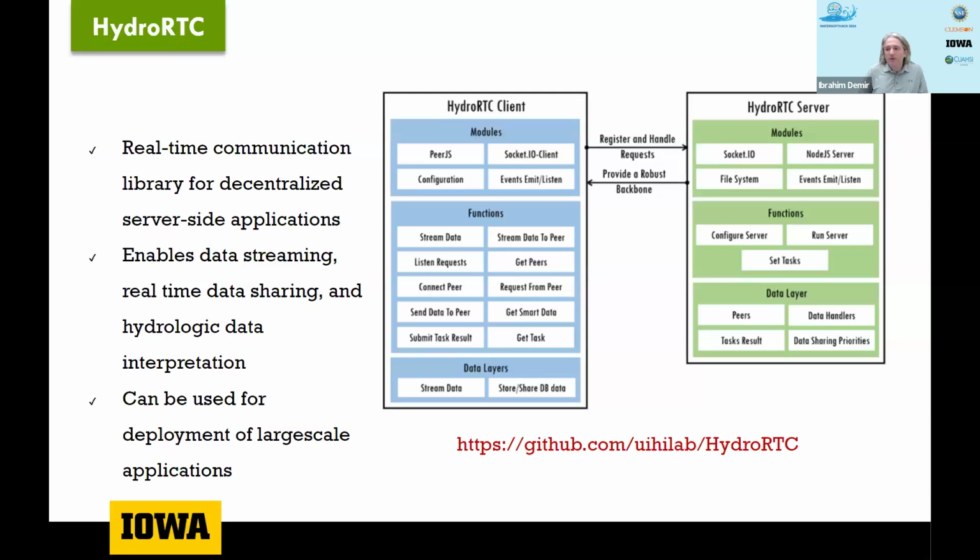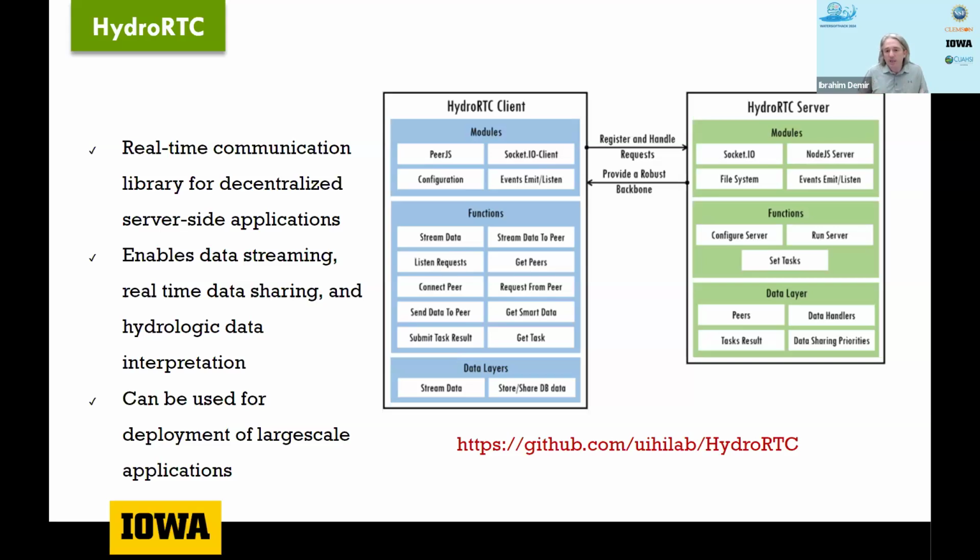And the final library we want to introduce is HydroRTC. This is a real-time communication library. This is actually a new standard for a decade in which large-scale data streaming is heavily utilized, especially in systems like Netflix and many others that stream large-scale data sets, gigabytes of data, 4K videos, or other data sets to users. And we are using the same technology for environmental science, for hydrology.